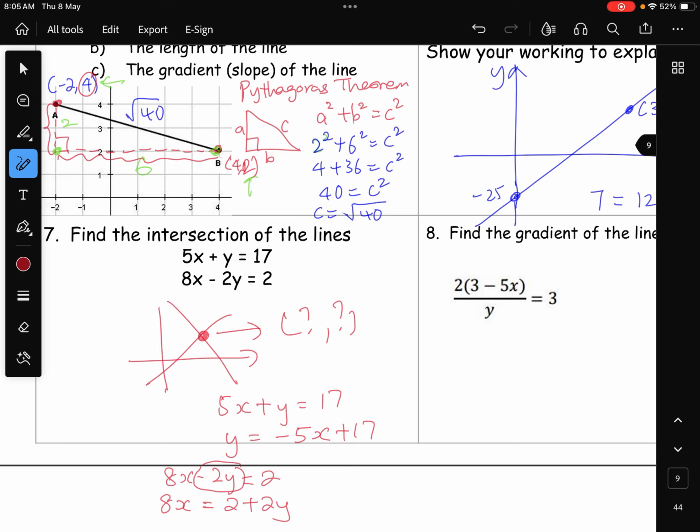Then I'll bring this 2 and it's going to join 8x. So it's going to look like 8x subtract 2 equal to 2y. But remember, what we really want is just simply y itself. So I'm just going to divide 2 throughout the equation. So you're going to get 4x minus 1, because you're going to divide this by 2 and divide this by 2.